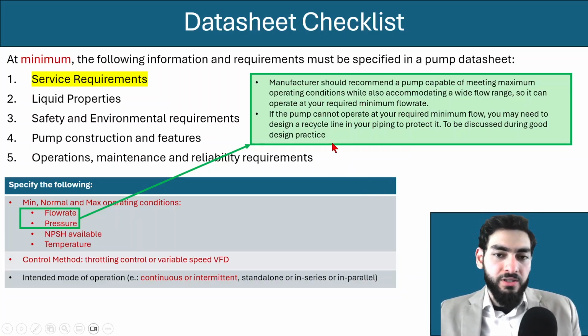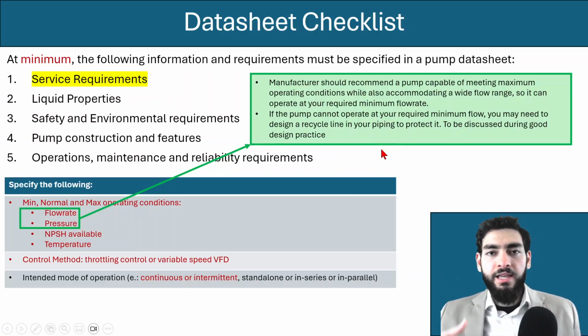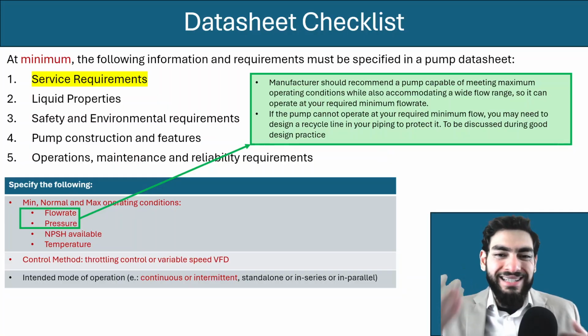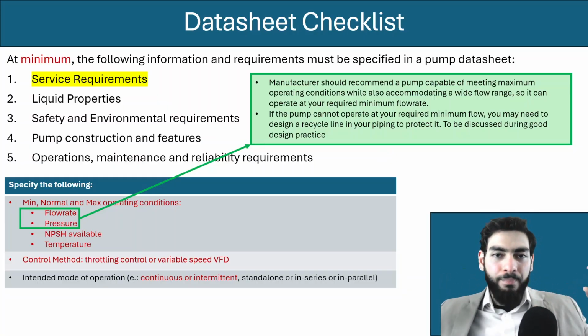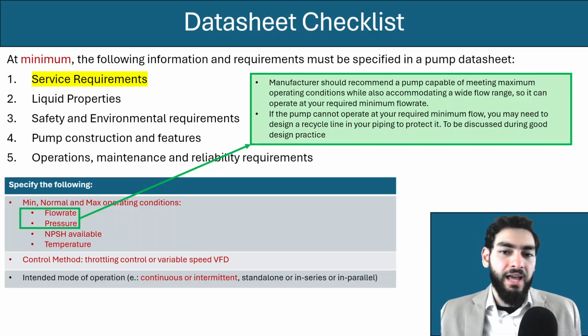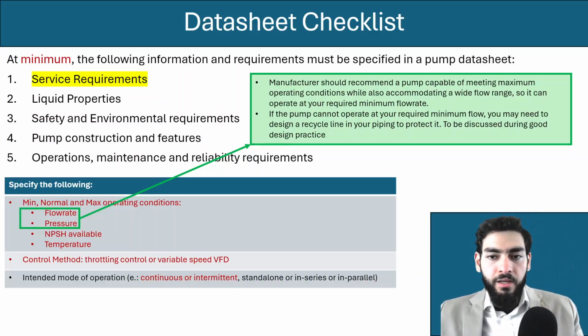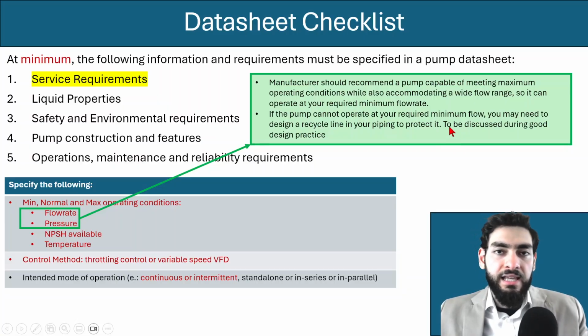Now, on a separate side note, if the pump cannot operate at your minimum required flow rate, then you might need to redesign your pumping system. You might potentially have to put a recycle line in your piping to protect it, and this is generally to be discussed during good practice design.